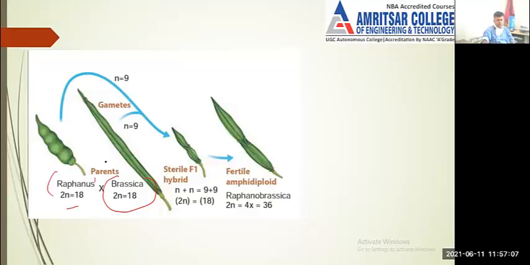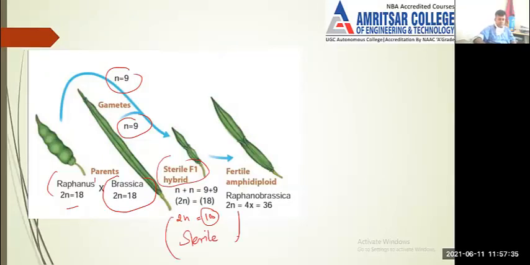Now they are making gametes. These parents make gametes, n is equal to 9 and n is equal to 9, and you are getting hybrids with n plus n, 18. So 2n is equal to 18. Right? Now this is sterile. How will you make them fertile?